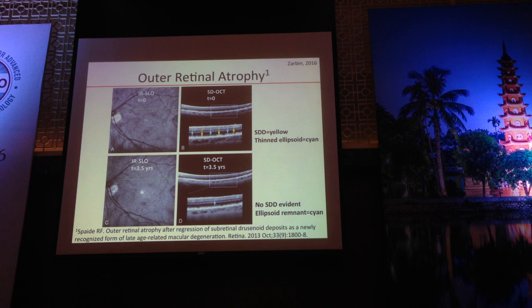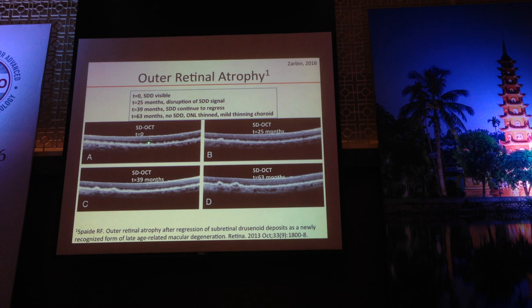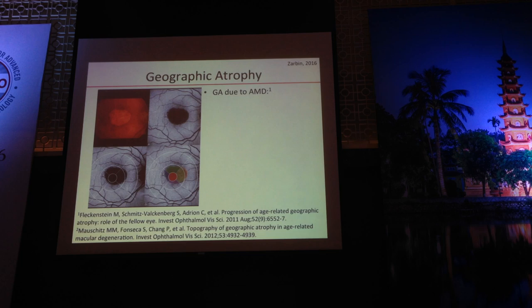If we look at time zero, you can see the thickness of the outer nuclear layer, and at 63 months, the outer nuclear layer is very thin. And whereas you see the subretinal drusenoid deposits here, you don't see them at 36 months. And if you look carefully, you'll even see that the choroid is somewhat thinner at 36 months. So that's the atrophy associated with subretinal drusenoid deposit.